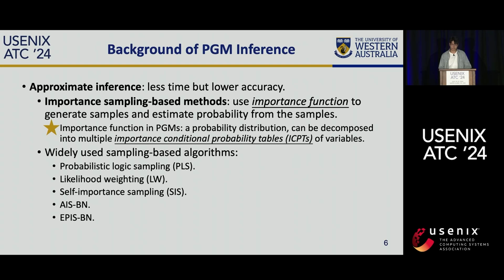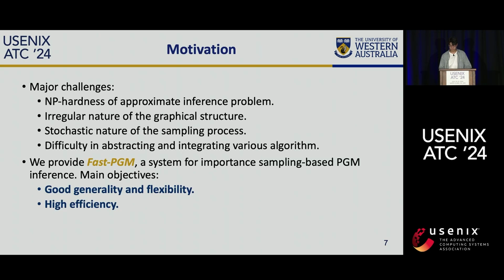This type of method is the main focus of the work. However, developing an efficient system for this algorithm is challenging. Firstly, the problem of approximate inference is NP-hard, which means that it has high computational complexity. Secondly, the irregular nature of graphical structures and the stochastic nature of the sampling process introduce significant challenges in memory and computation. Finally, abstracting and integrating various algorithms into a unified system is difficult.